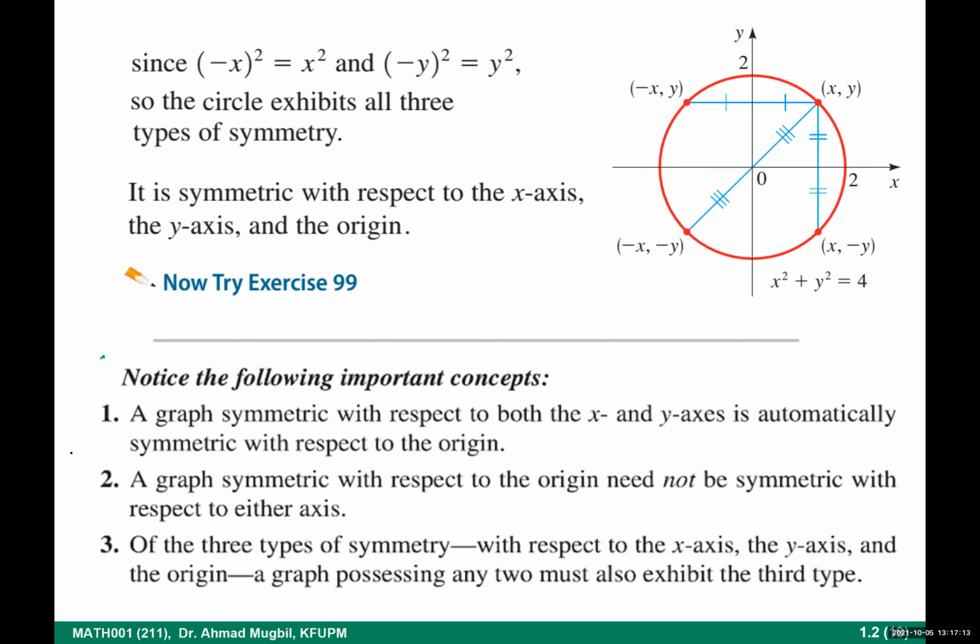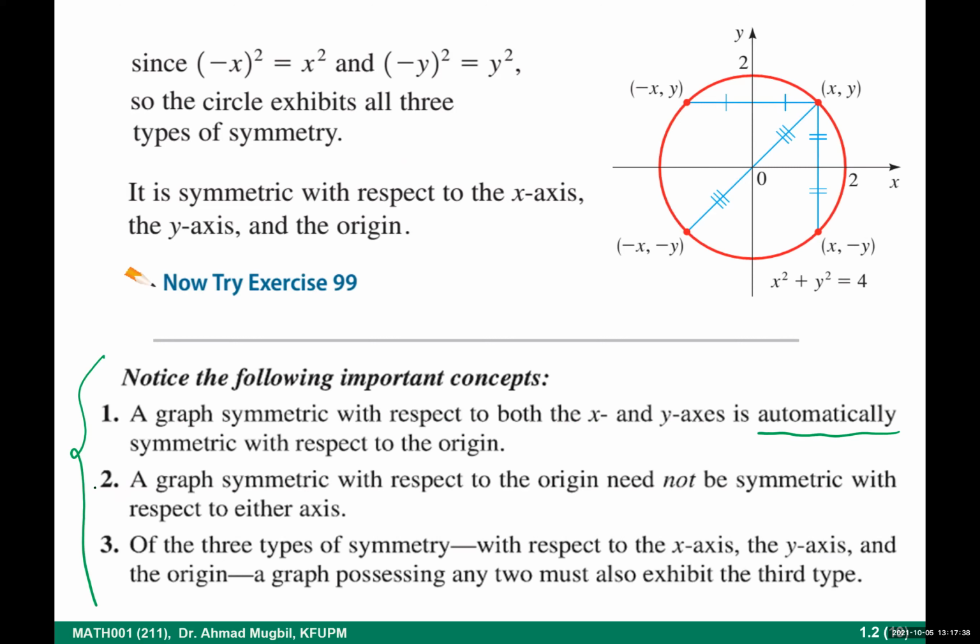We have here special offers. This is the conclusion. Of course, if you solve many examples you will conclude this. The proof also is easy, but we are not interested in that at this level of the course. A graph symmetric with respect to both the x-axis and the y-axis is automatically symmetric with respect to the origin.